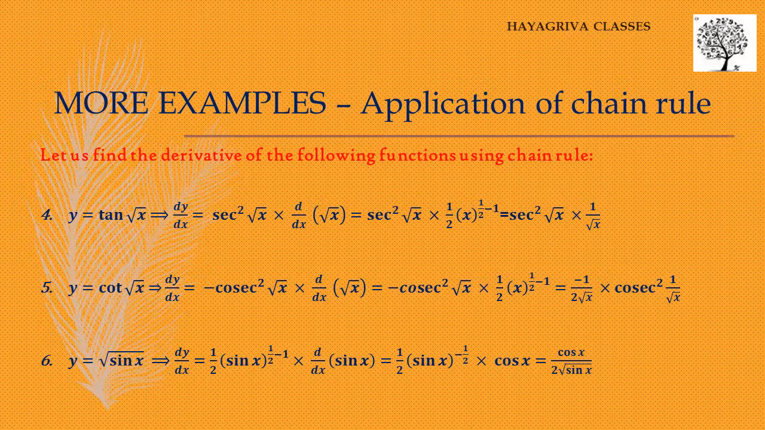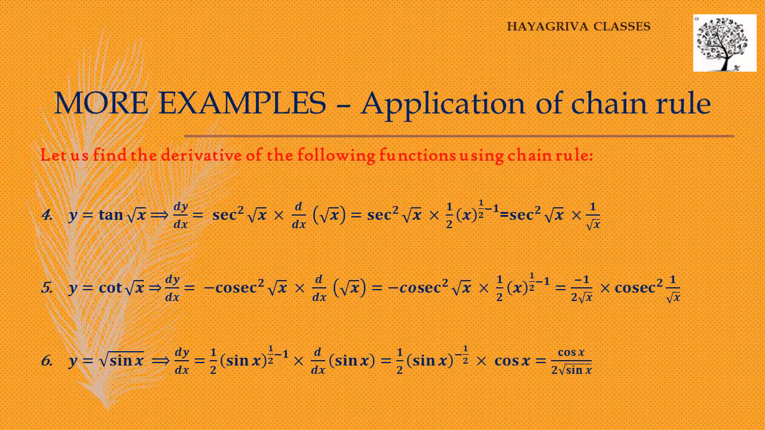Next, differentiating cot of root x. The formula for the derivative of cot x is minus cosecant square x. So we get minus cosecant square root x into the derivative of root x as in problem 4. I will repeat it for the benefit of those who did not understand the method in the fourth part. Square root of x is x power half. So half into x power half minus 1, which is 1 by 2 into x power minus half. X power minus half can be written as 1 divided by x power half. X power half is nothing but square root of x.